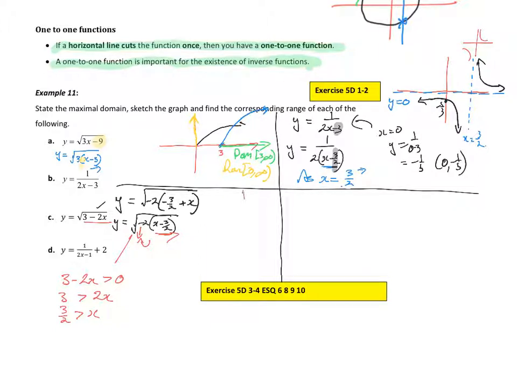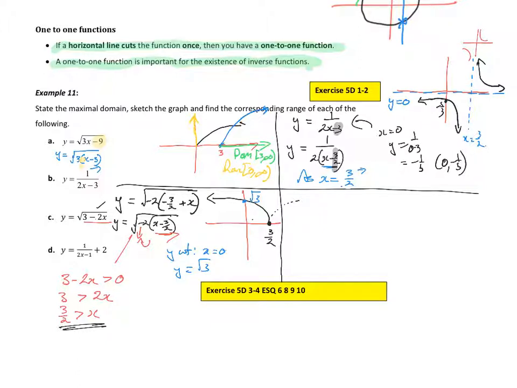So if I want to sketch this graph, I know the whole thing has moved 3 on 2 units to the right, so we're starting there. But instead of going this way, where the x values are bigger than 3 on 2, I have to go this way, because here the x values are less than 3 on 2. To make sure of that, the y-intercept means x is equal to 0. Substitute that in, y equals the square root of 3. So that point there is root 3.